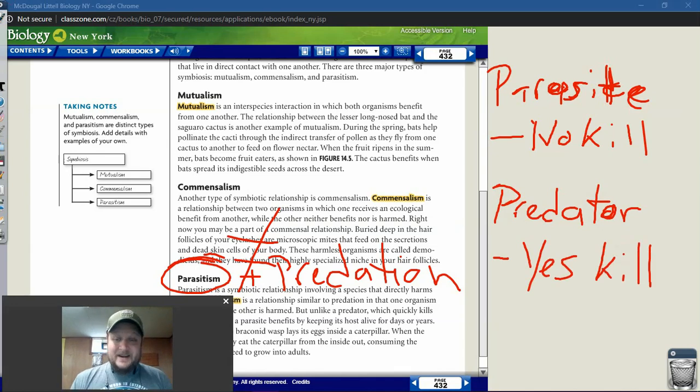Yes, kill. All right, a predator does want to kill its prey. All right, that's the only way it's going to get its food. So a predator is going to hunt, it is going to kill, and it is going to eat.